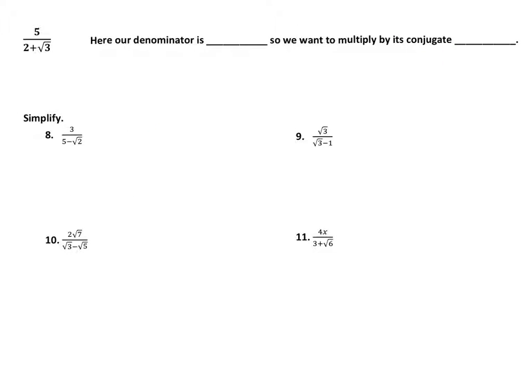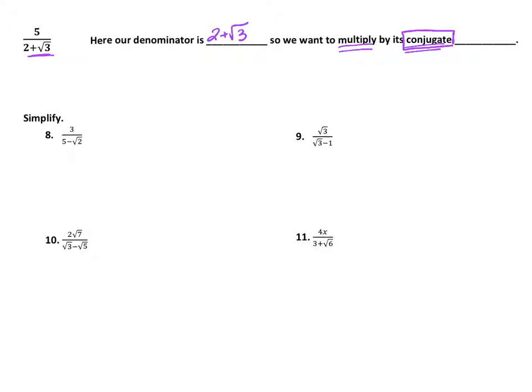So the last thing we're going to talk about is what happens when we don't just have a single radical in the denominator, when we have a binomial in the denominator, such as 2 plus square root of 3. So when we have a binomial in our denominator, well, our denominator is, like I said, 2 plus square root of 3. We want to multiply by something called its conjugate. And this is really important. You're going to use this word throughout your math career.